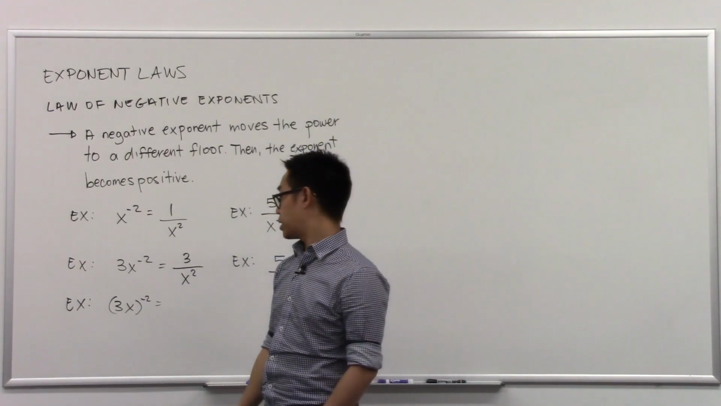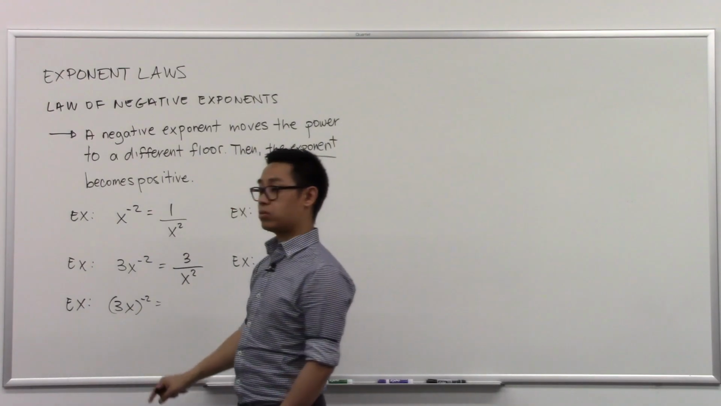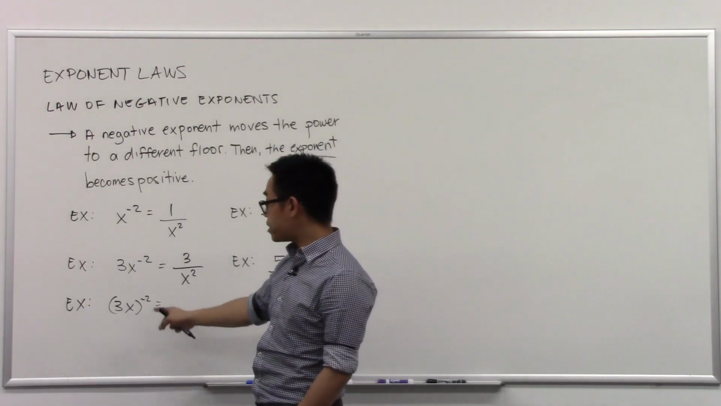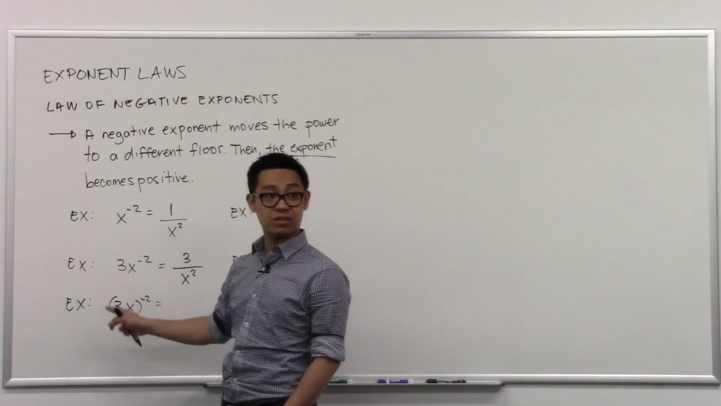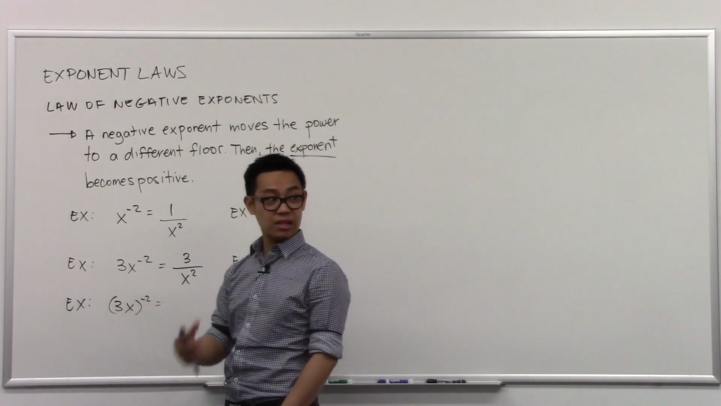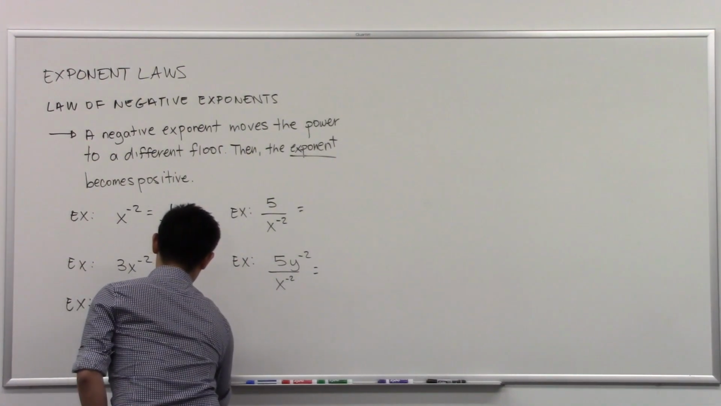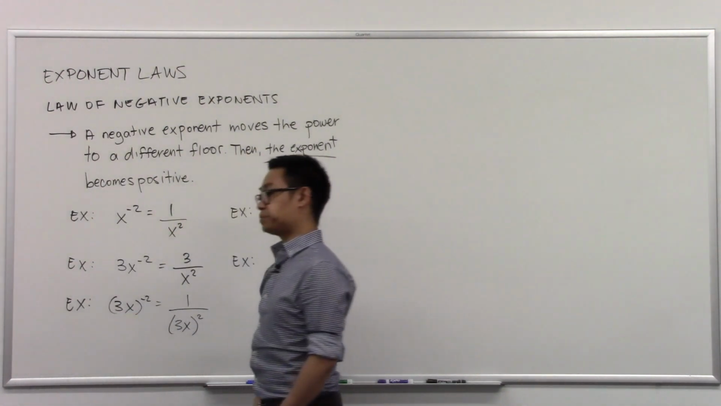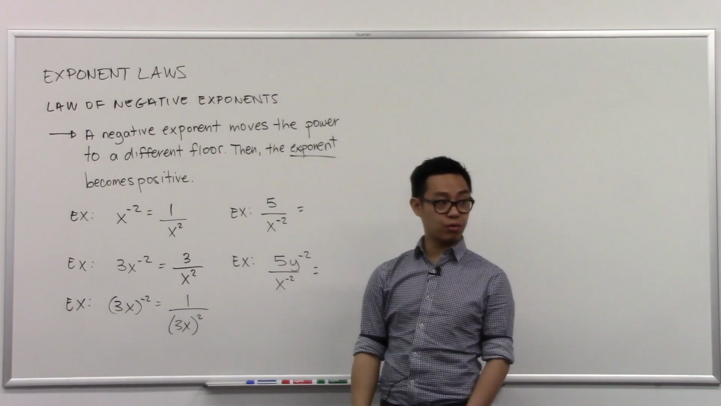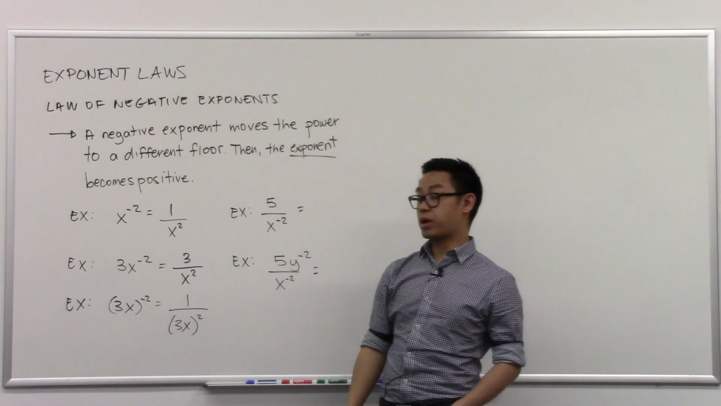Okay? If I have this, though, then the base of the power is 3x. It's the entire thing. So that whole thing is going to move to the bottom. So it's 1 over 3x squared. 3x quantity squared.